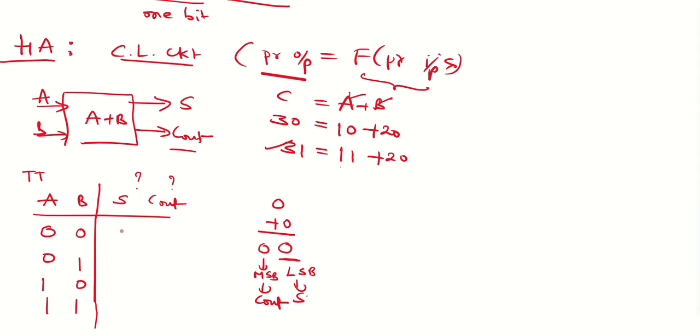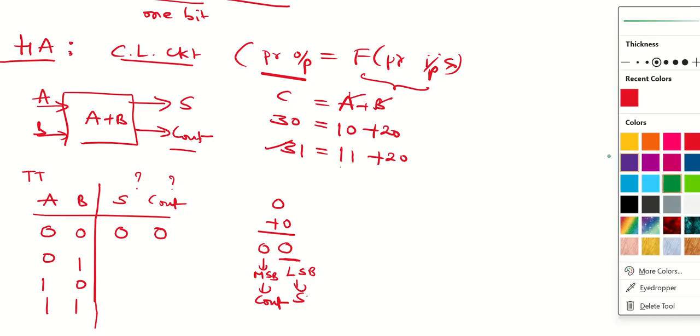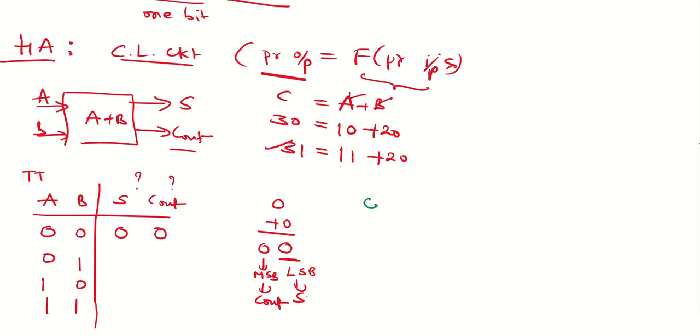So here the sum is 0 and carry is also 0. The same way we can do the next operations also. So here we can see the 0 1 addition, you know, right? 0 plus 1 means sum is 1 and carry becomes 0. So the sum is occupied by the 1 and carry is occupied by the 0. The same way, if we add 1 plus 0, the sum is 1, carry is 0.